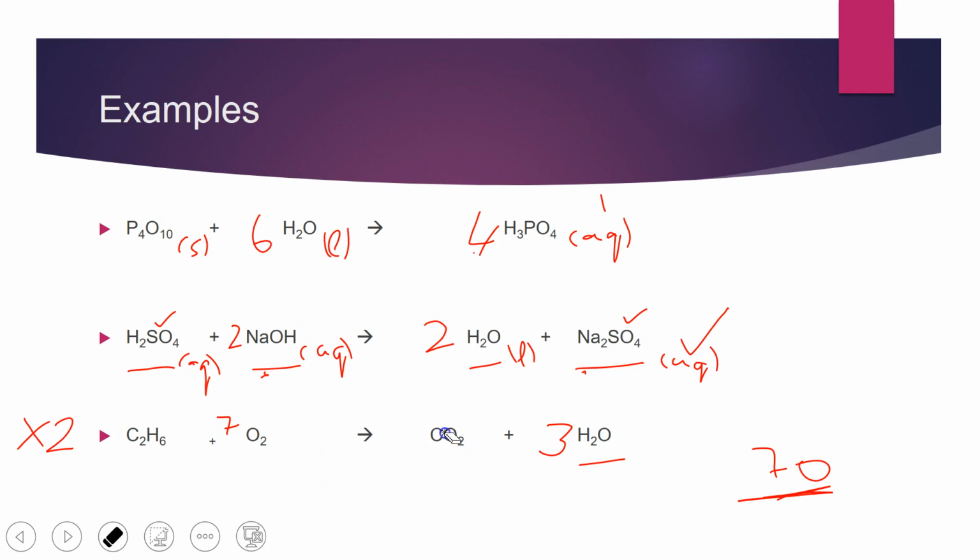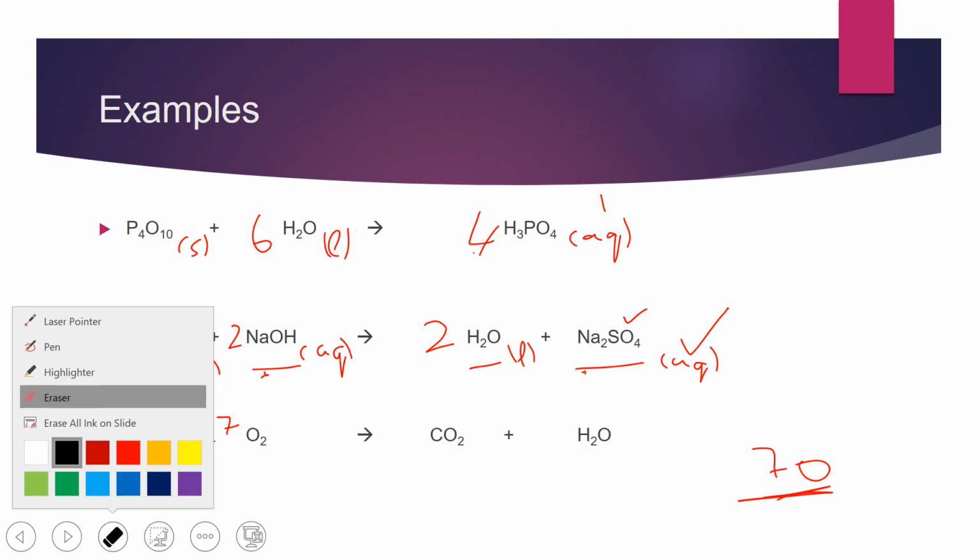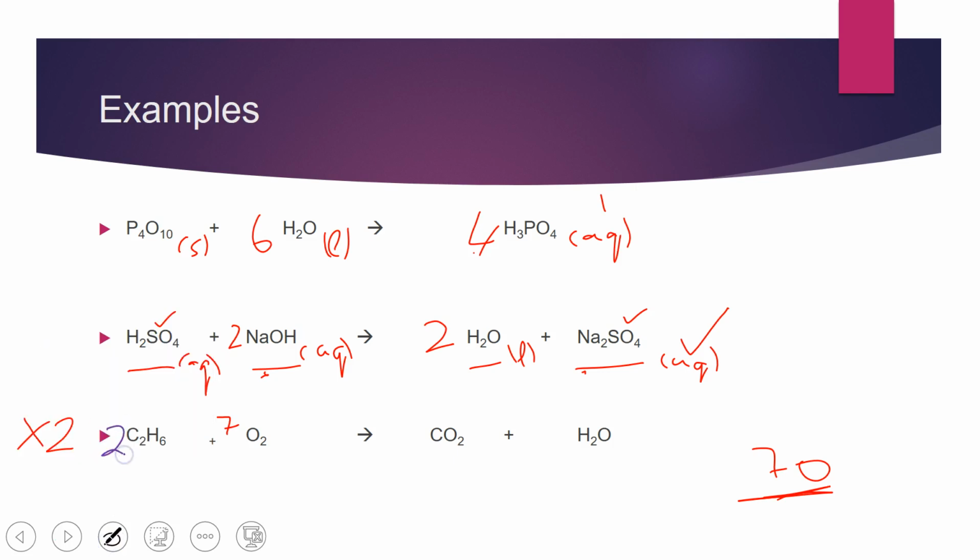So if I do that, let's get rid of our divided by 2's and our coefficients. If I multiply everything by 2, I'm going to get 2 here, 7. This was 2, so this is going to be 4. And then this was 3, so this would be 6. Put in my states. This will be a gas. This is ethane. Anything less than 4 carbons will be a gas. Oxygen is going to be a gas. Carbon dioxide is going to be a gas. And water will be a liquid. Okay, so that's our examples. Hopefully you remember what you're doing and you've got a lot of practice to do.